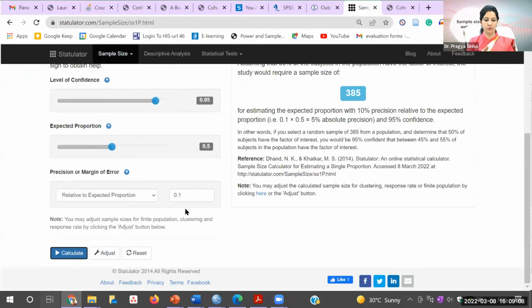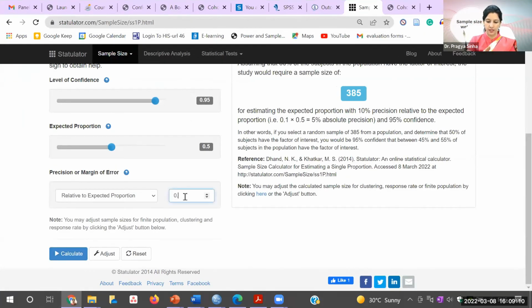So what I'll do here, 8% I'll enter as 0.08. The rest of the things will be the same. So yes, it is 601. So all of you are right. You have done it correctly.